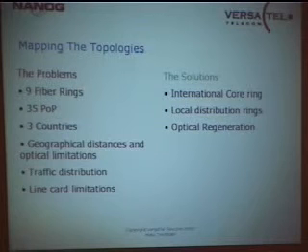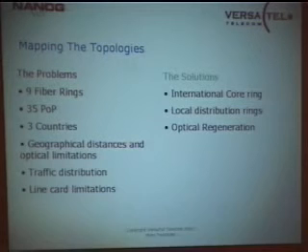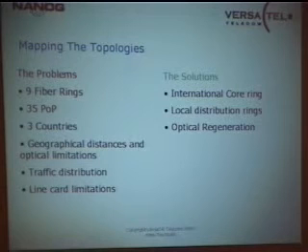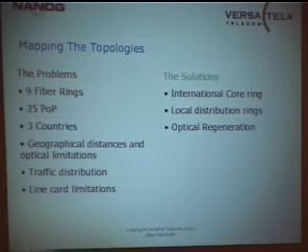So the solution that we came up with was to create an international core ring at OC48 speeds. There was some duplication of fiber paths in this design, which you'll see in a moment, but there was actually a specific reason for doing that. So we decided we'd build an international core ring, and we would overlay onto that local distribution rings per country or per region as we define them.